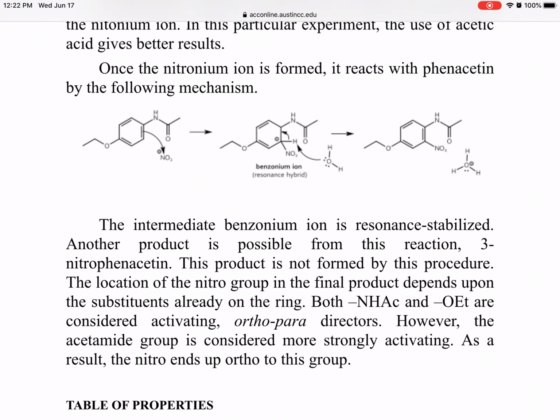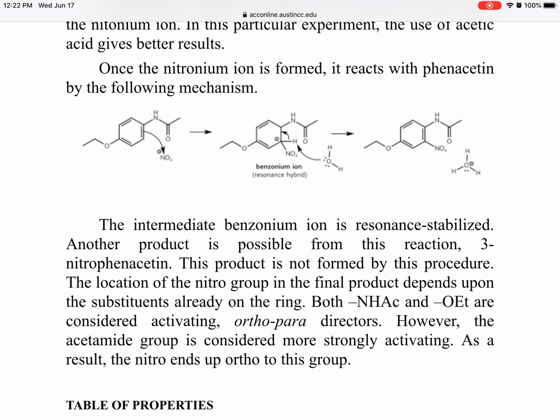Normally the direction of the electrophile depends on which group or substituent on the benzene ring is more active, or more predominant. So the location of the nitro group in the final product depends upon the substituents already on the ring. So both the amide group and the ethoxy group, that is the OCH2CH3, are considered activating. Activating means it gives more electron density to the benzene ring, so the benzene will become more electron rich. And we call them ortho-para directors.